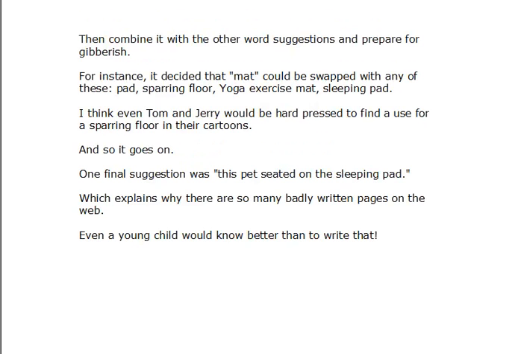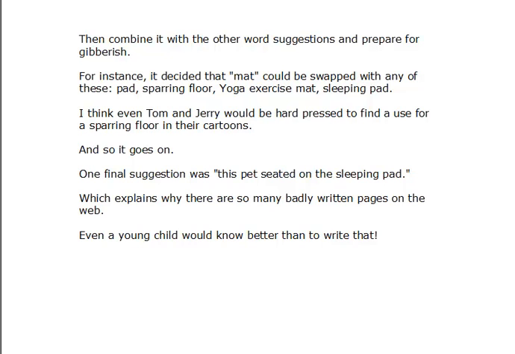And then if your gibberish detector is on full blast, it thought that mat could maybe be swapped with pad. Yes, a pad, maybe a sparring floor. Well, that's an interesting one. A yoga exercise mat. Cat's doing yoga. Yeah, maybe. Or a sleeping pad. Going back to the sparring floor, I think even Tom and Jerry would be hard-pressed to find a use for that. And so it goes on.